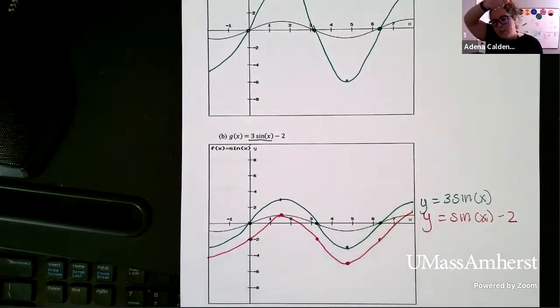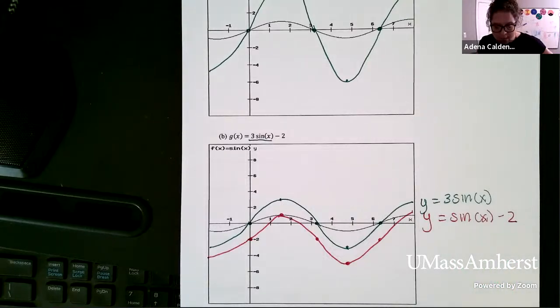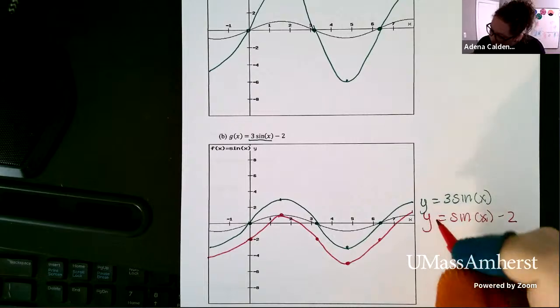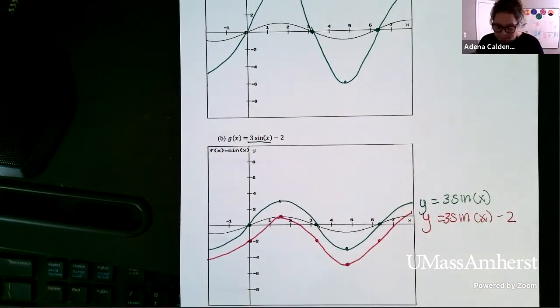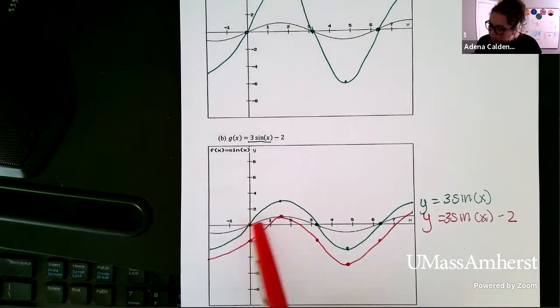So I stretched it by 3 in both directions first. And then when I was trying to look at what the -2 would do, it's going to move the whole graph down by 2 units for every single point. So I took those zeros and I moved them all down to -2. That was the first thing I did.